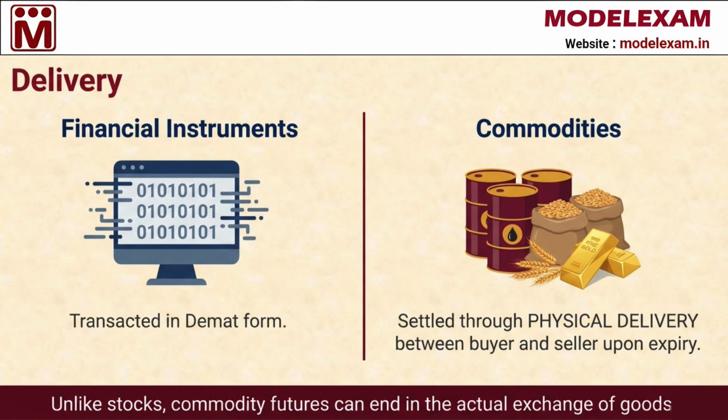This means that upon the expiry of the futures contract, the trade is settled through the physical delivery of the actual goods. The seller must hand over the gold, grain, or oil to the buyer, making the logistics we discussed earlier very important.